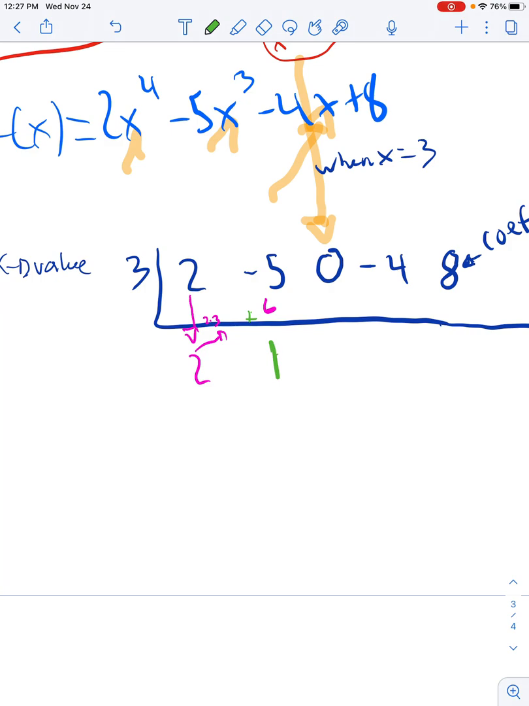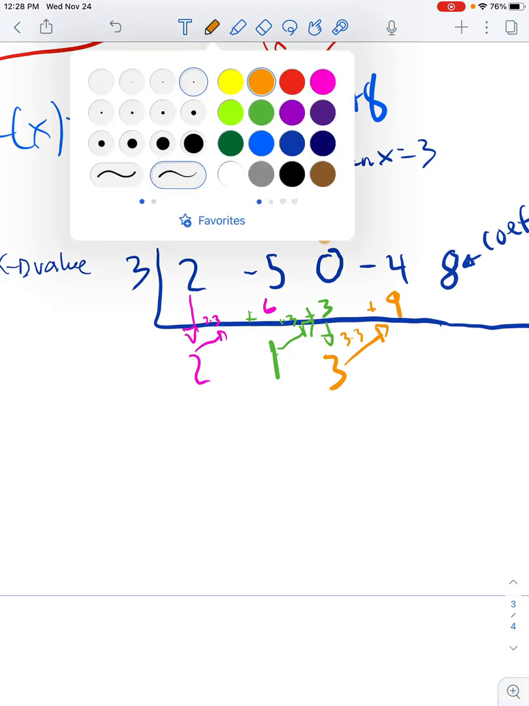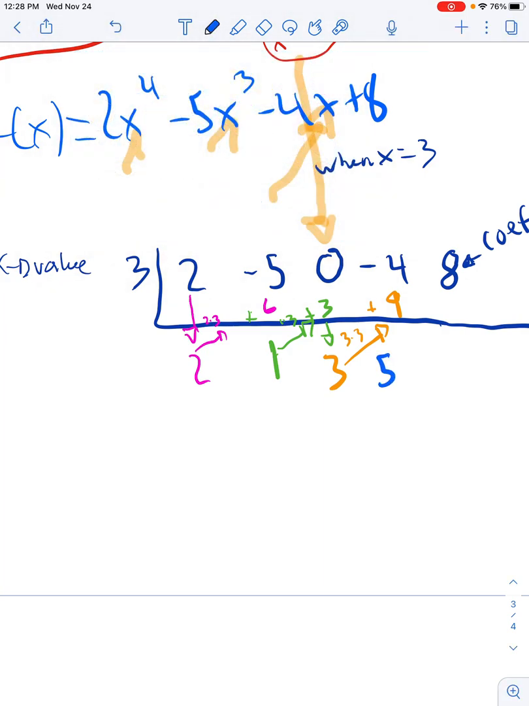So now this number goes, okay, 1 times 3 is 3. 0 plus 3 gives me 3. 3 times 3 gives me 9. Negative 4 plus 9 gives me positive 5. 5 times 3 gives me 15. And 15 plus 8 gives me 23.